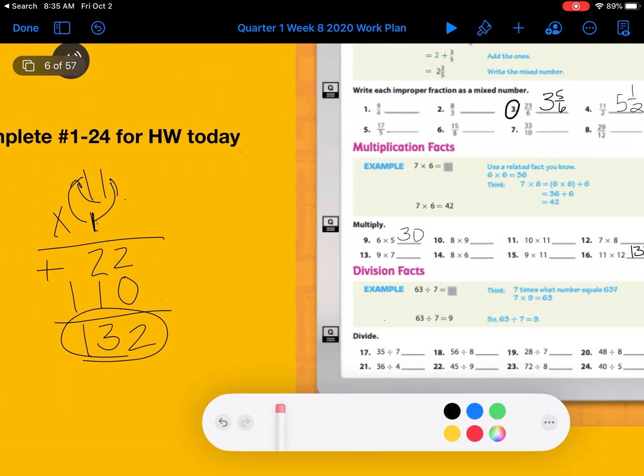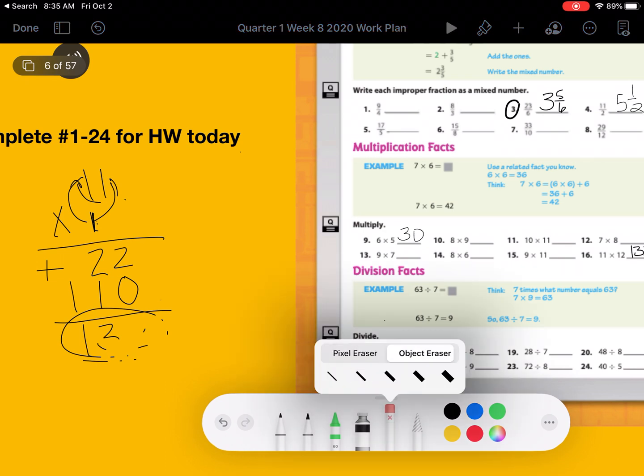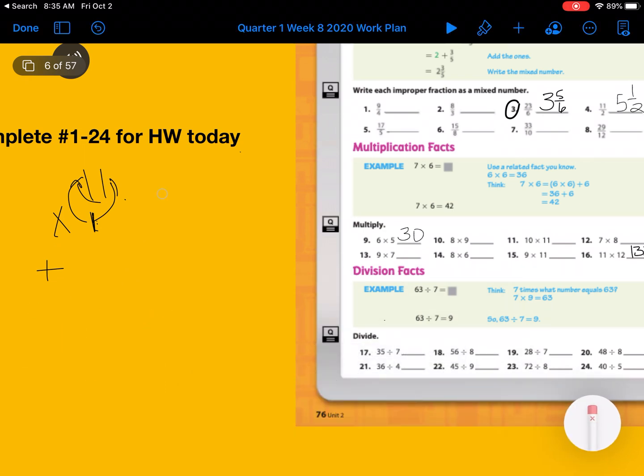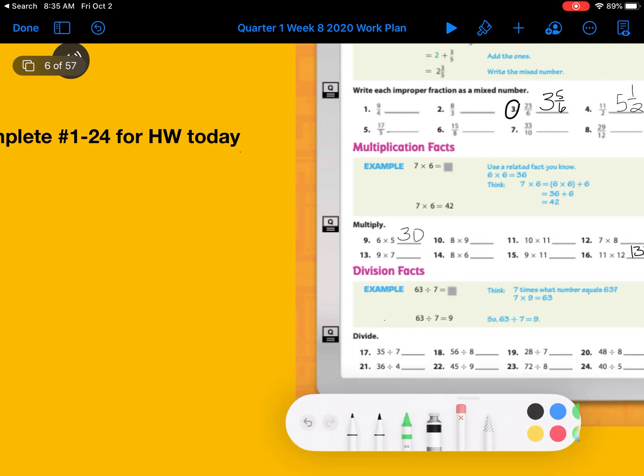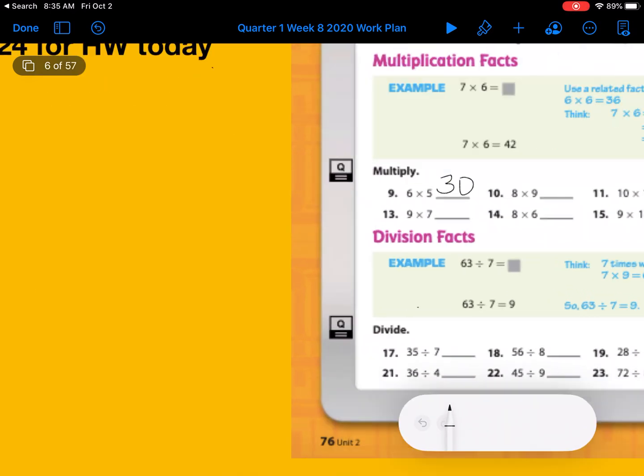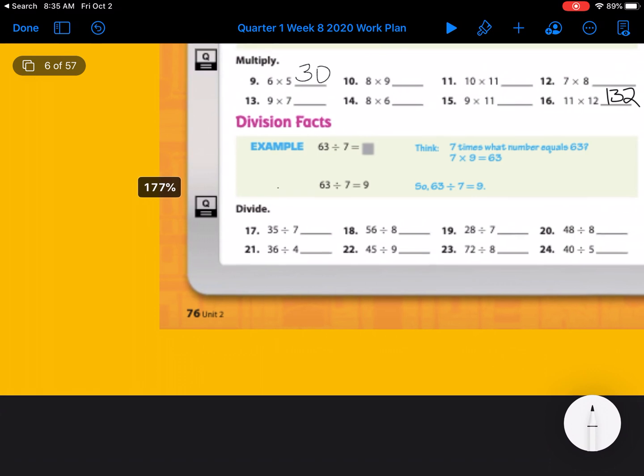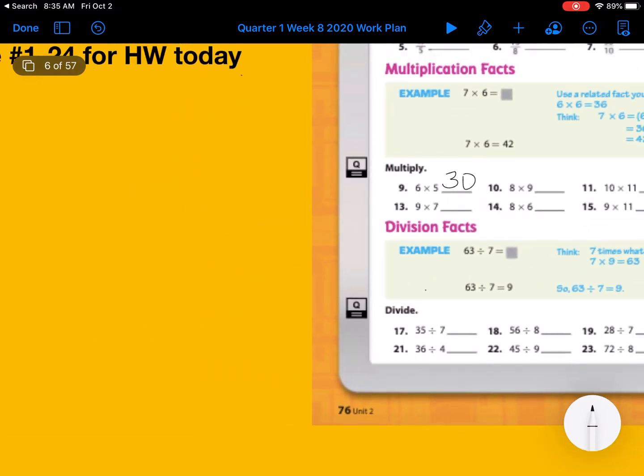If you don't know your division facts, you need to be utilizing long division, which I know we haven't got quite there yet. You've done it in years past. We will have a lesson on it, but these are pretty easy division problems. 35 divided by 7. You can simply do 35 over 7 as a fraction. How many times does 7 fit into 35?